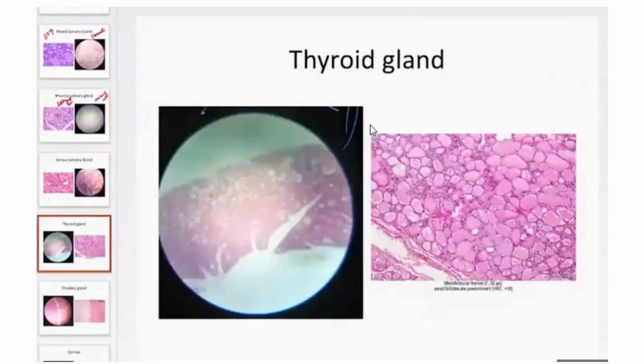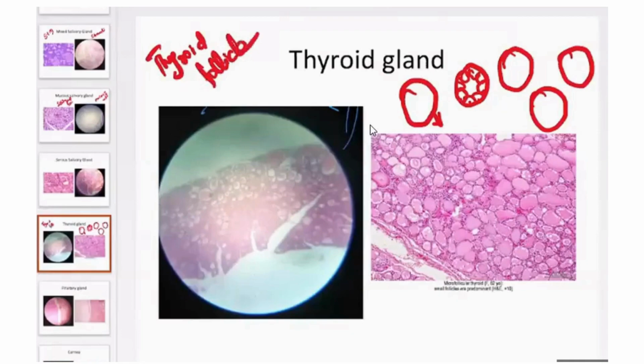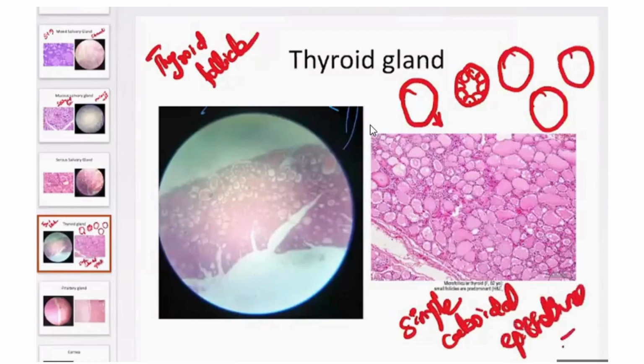Next is thyroid gland. Thyroid gland is made up of follicles. Each one we call a thyroid follicle, lined by simple cuboidal epithelium. This one we call a thyroid follicle, which is lined by simple cuboidal epithelium. So the lining epithelium of the thyroid is simple cuboidal epithelium.